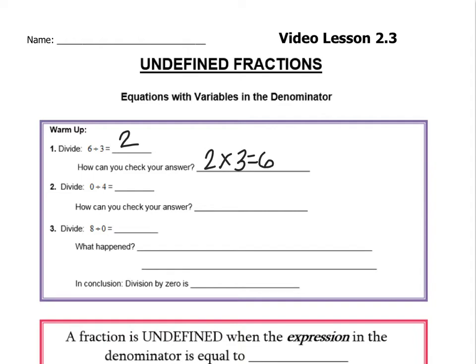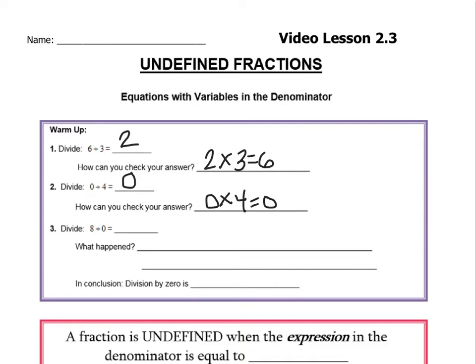Now, if you had a calculator and you divided 0 by 4, 0 divided by 4, in fact, 0 divided by any number is just 0. To check your answer, you'd multiply 0 times 4, and sure enough, 0 times 4 is 0.